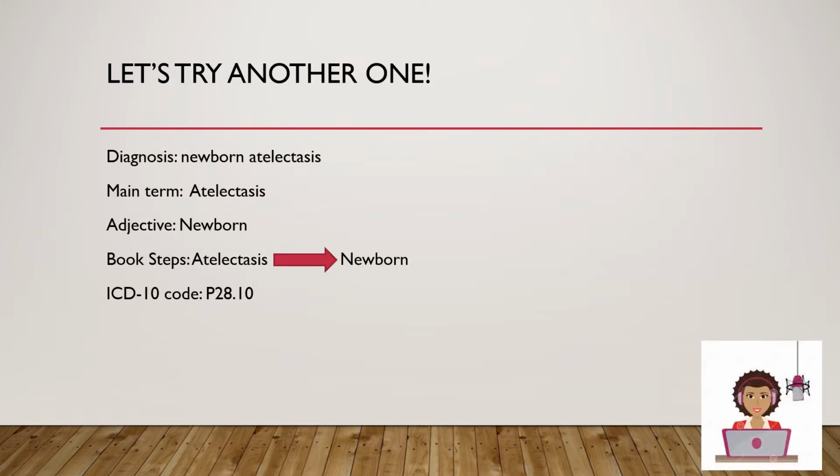So let's try another one. The patient has been diagnosed with newborn atelectasis. Our main term is atelectasis. Our adjective is newborn. So when we apply our book steps, we're going to look up atelectasis and then go down to newborn. Our ICD-10 code should be P as in Paul 28.10.